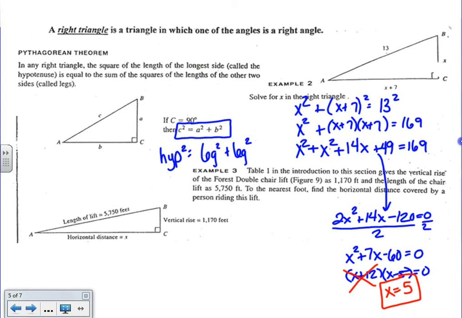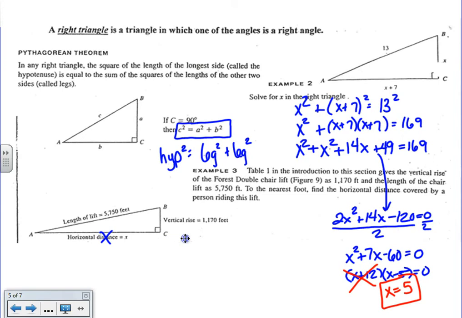The next example is referring to this diagram down here. It's, let's see, a forest double chair lift has a vertical rise of 1,170 feet, and the length of the lift itself is 5,750 feet. So the diagram is already labeled for you. The question is, find the horizontal distance. So they want us to find this leg here.